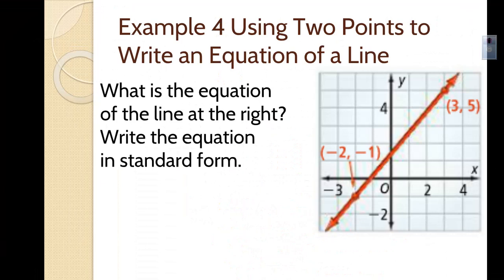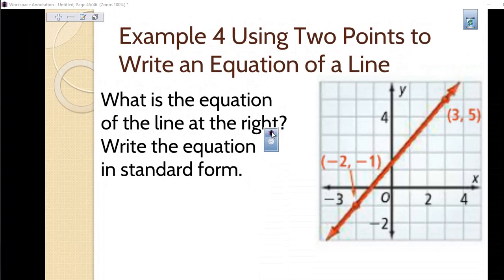All right, so let's look at example 4, using 2 points to write an equation of a line. What is the equation of the line at right? Write the equation in standard form. So once again, you could find your slope by using the graph, and then you can pick a point and solve it.